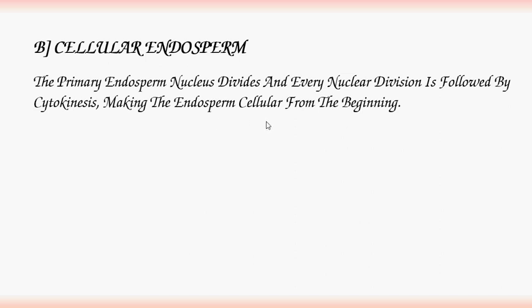So remember that at the end, all the endosperms are cellular, but depending on whether the divisions continue along with cytokinesis or without cytokinesis, they are classed as nuclear endosperm or cellular endosperm. In both types, at the end the endosperm becomes cellular. This type of cellular endosperm we can find in Datura and petunia.